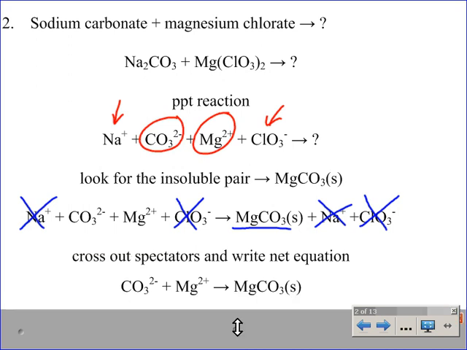Once we get rid of the spectators, we're down to just the net reaction. Carbonate ions plus magnesium ions turn into magnesium carbonate. That's my reaction.